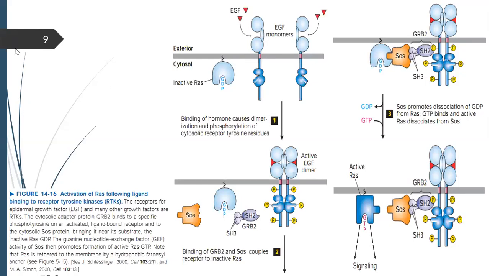So actually we will be needing more than four things. The first one is the receptor, the ligand, and then the adapter, the SOS protein, and the RAS protein.